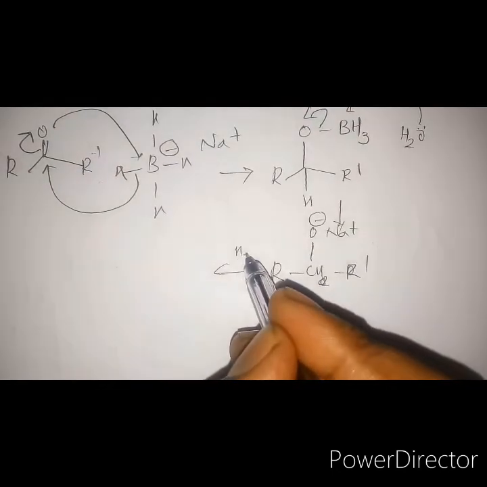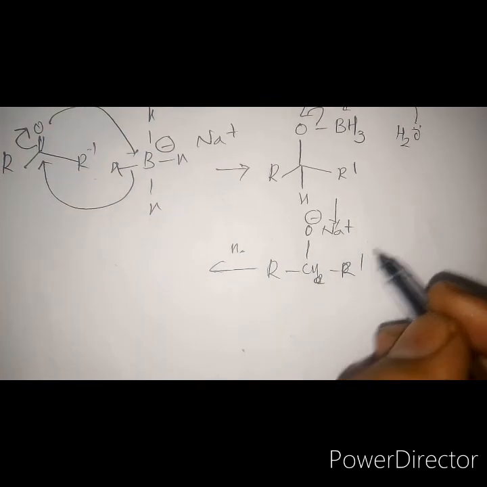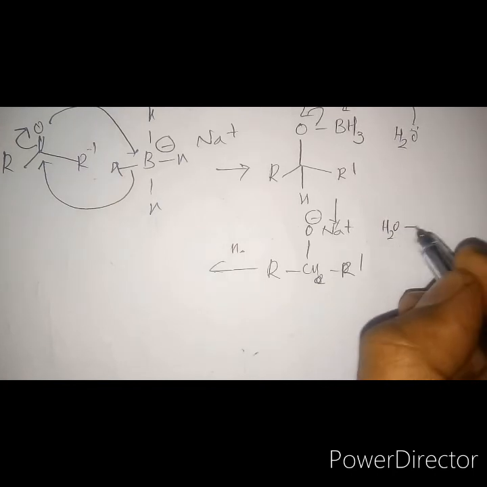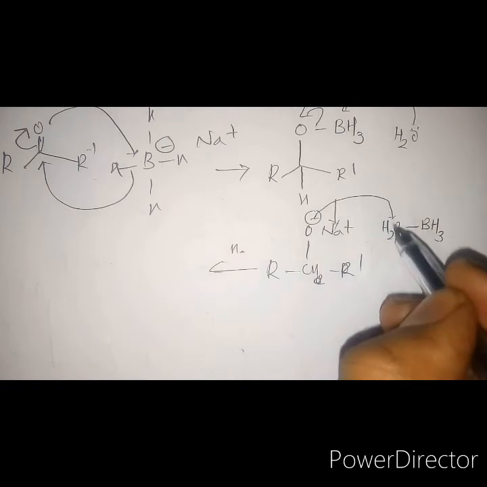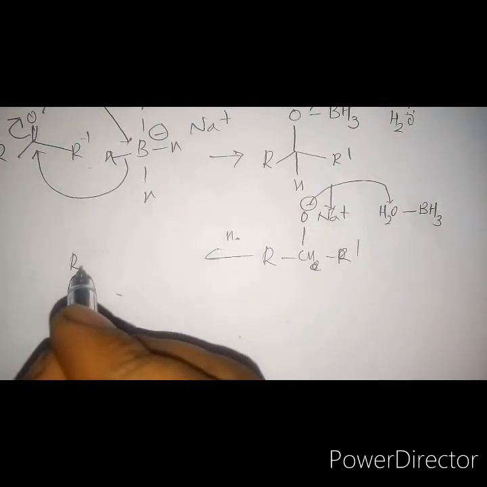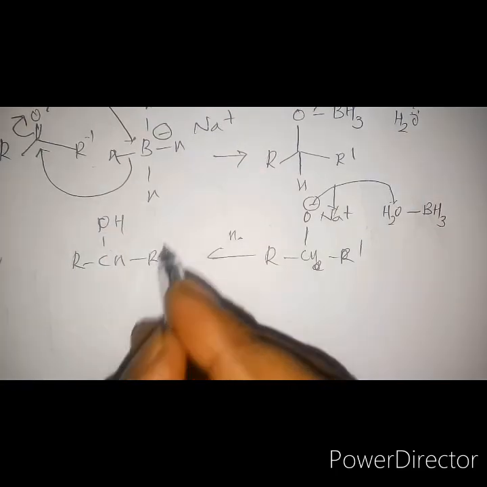Now H2O will attack on BH3, and this O minus will take the H plus from the water which is attached to the boron. Therefore we will get R CH OH R dash.